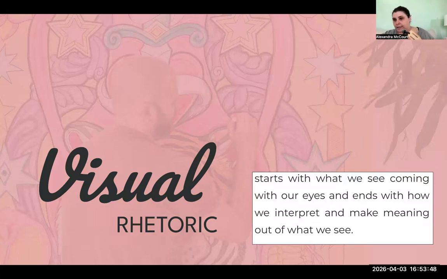So the important thing to emphasize with visual rhetoric is that it starts with what we see coming into our eyes, and it ends with us being able to interpret and make meaning out of something. So your author, your writer, your compositionist creates an artifact for you to interpret rhetorically. Then you, as the audience, look at it, do a series of thought processes, and then you can interpret and make meaning after that. Let's dig in further to that.